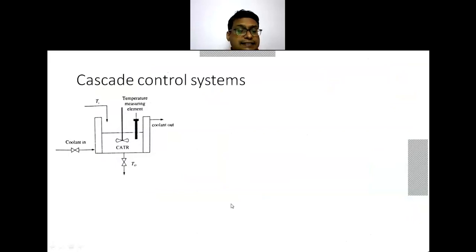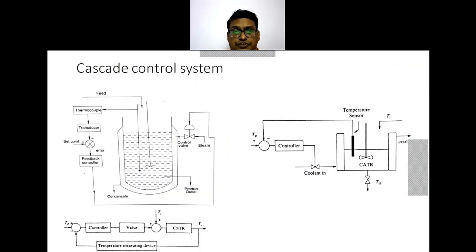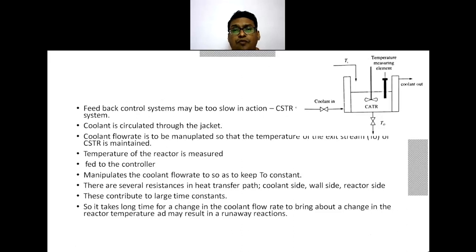Now there are cascade control systems, and these are commonly used in our chemical process industries. Now what is there in the cascade control system? It's a feedback control system that may be too slow in action. Then we are going to use these cascade control systems. Slow response is the basic reason.